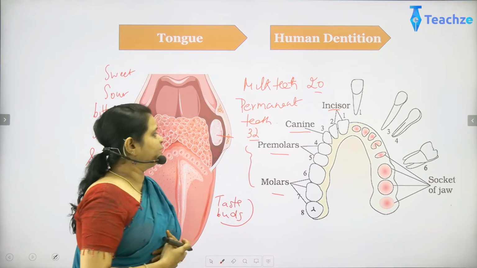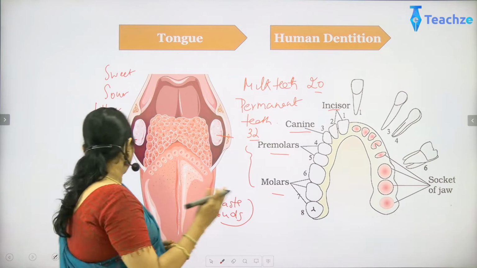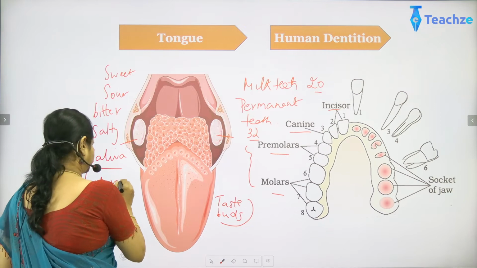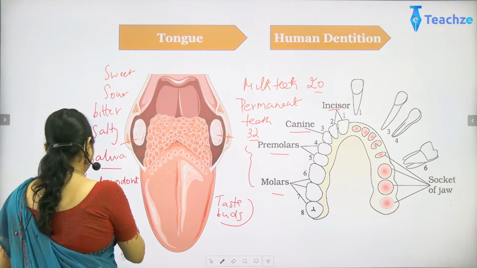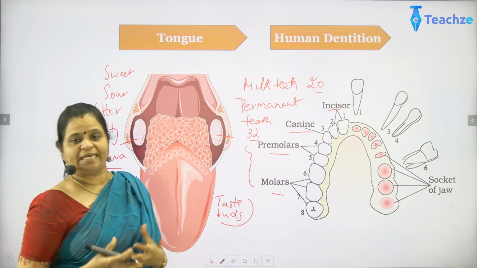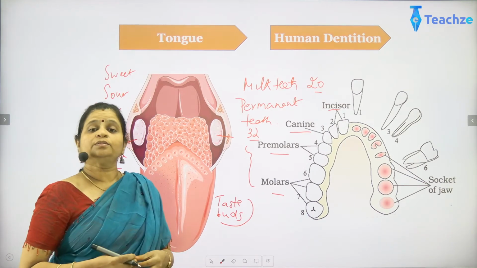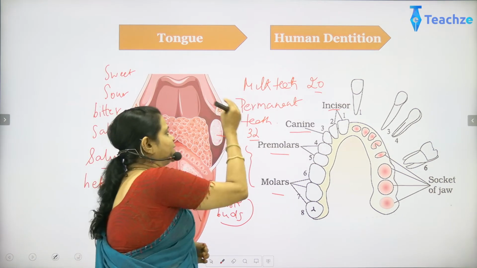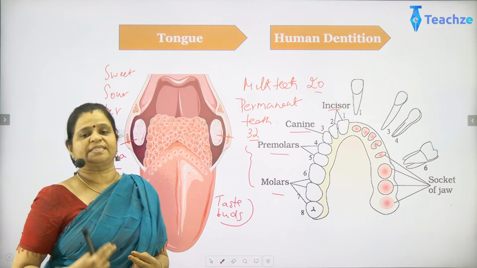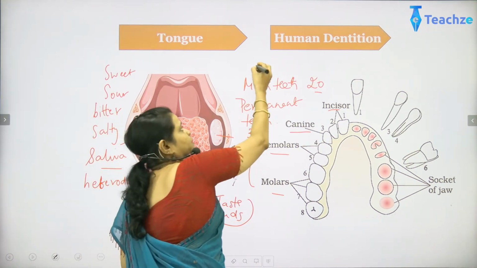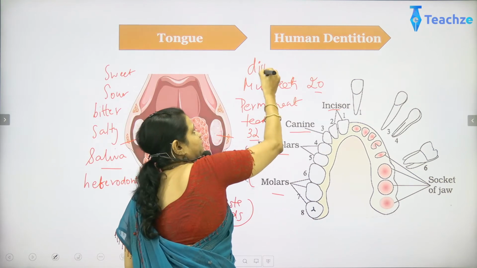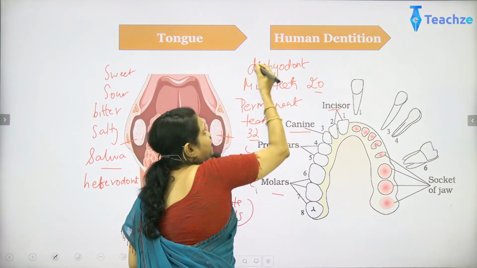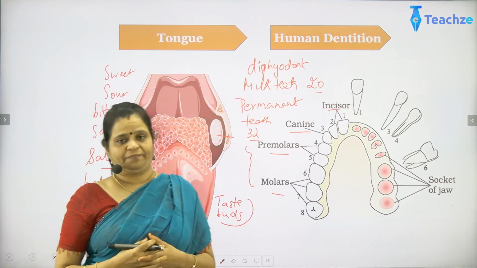Since we have different types of teeth in the same area, we call that dentition heterodont dentition. Hetero means different types: incisors, canines, premolars and molars. So we call it heterodont dentition. We have milk teeth as well as permanent teeth, that means two sets of teeth in our lifetime. Since we have two different sets of teeth, we give the term diphyodont dentition.